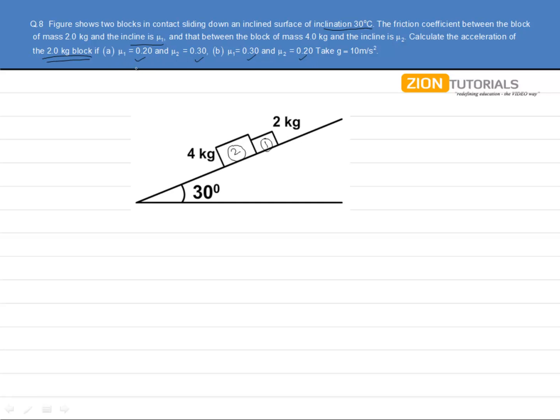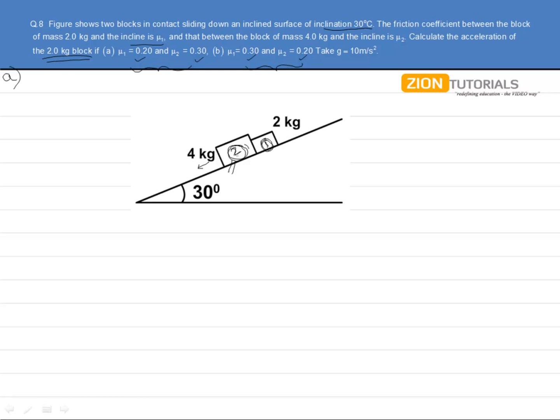The case to be noted is that here mu1 is less than mu2, while here mu1 is greater than mu2. Now moving ahead with the first part, we can see that mu1 is less than mu2, so block 2 has a greater mu and will have a lesser acceleration as compared to the first block. That is, if we consider free acceleration on this wedge, block 1 will have greater acceleration than block 2. So throughout their journey, block 1 will be pushing block 2 in the downward direction.